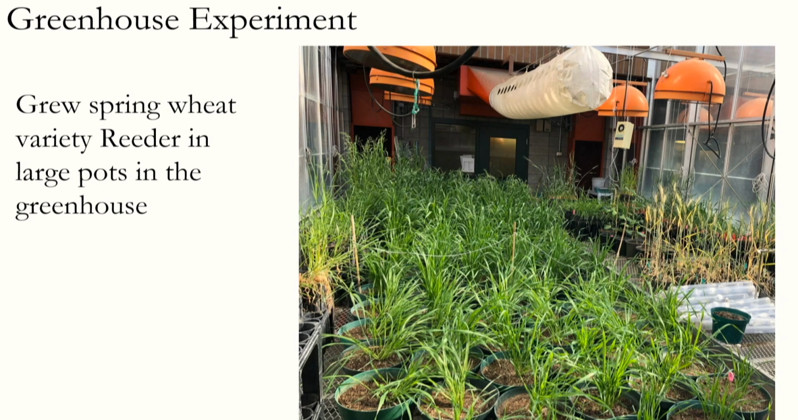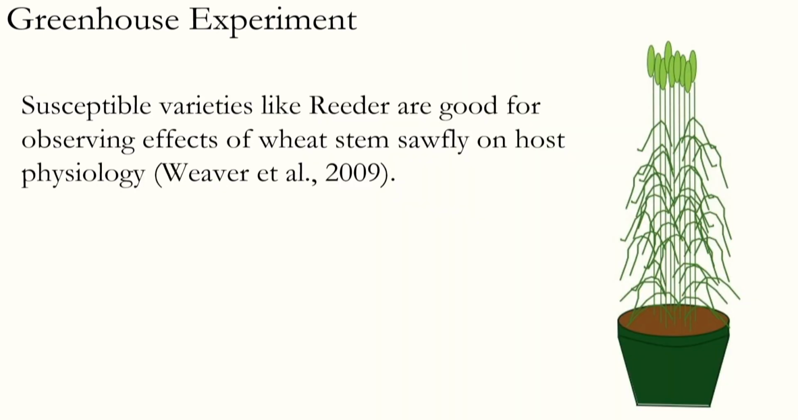that in large pots. And Reeder is a spring wheat variety that is susceptible to sawfly. And the reason we use that is because it's very difficult to get sawflies to actually infest in the greenhouse. And so if you can use a hollow stem variety that is actually getting infested, you have a good model for what the sawfly can do to its host.